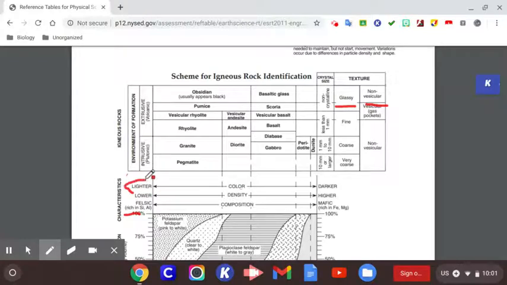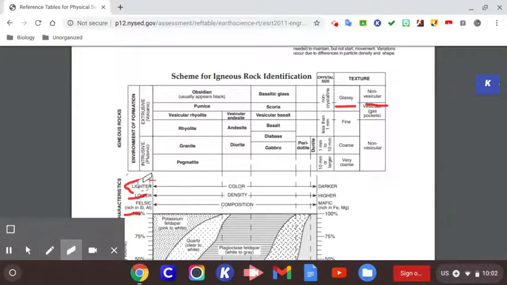Where are the lighter color rocks found? On the left side of the table. So which rock is it? Is it A, scoria, B, pumice, C, basaltic glass, or D, obsidian?